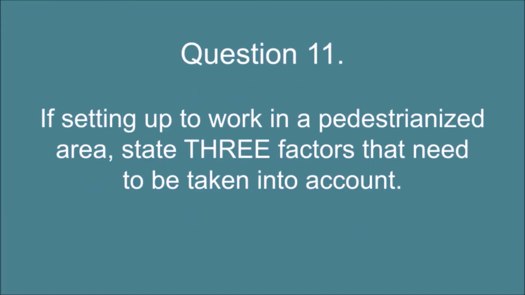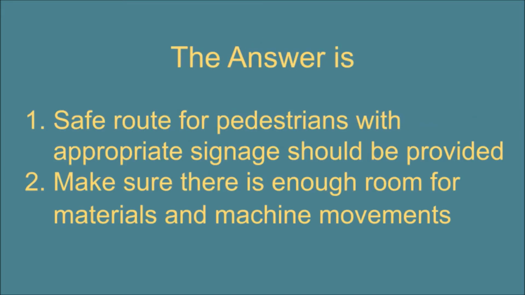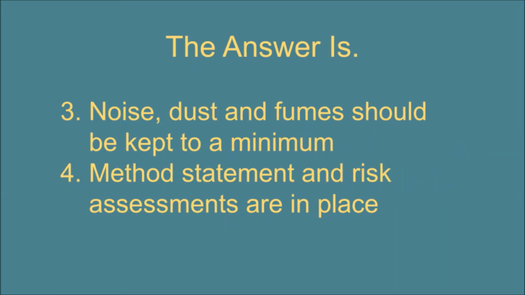Question 11. If setting up to work in a pedestrianized area, state 3 factors that need to be taken into account. The answer is: 1. Safe route for pedestrians with appropriate signage should be provided. 2. Make sure there is enough room for materials and machine movements. 3. Noise, dust, and fumes should be kept to a minimum. 4. Method statement and risk assessments are in place.